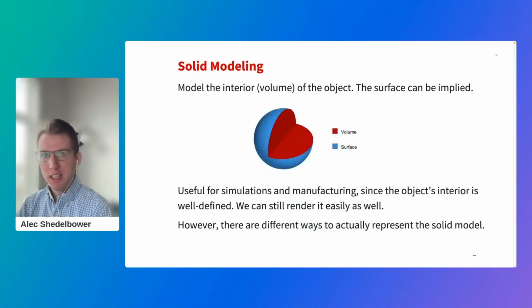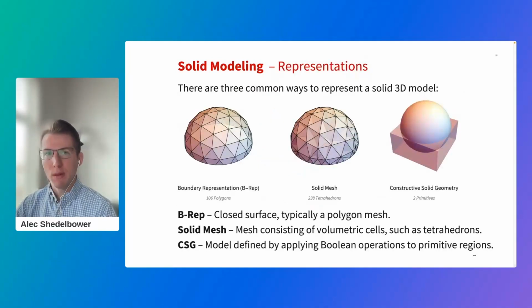So the solution then is to not model the surface, but to model the solid. In solid modeling, we model the interior or the volume of the object. And usually in this case, the surface can be implied from that solid. This is useful for simulations and manufacturing since we now have that well-defined interior, and we can typically still render it fairly easily. However, when it comes to solid modeling, there are different ways to actually represent the underlying data. So here are the three most common ways.